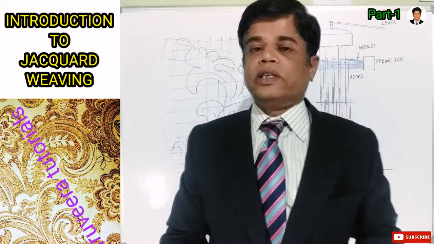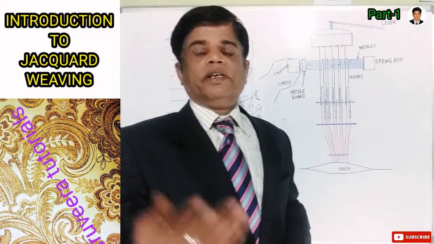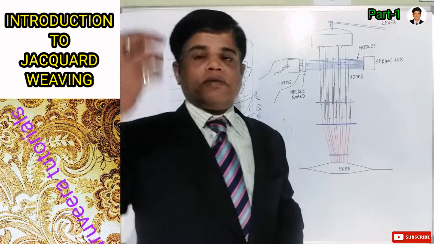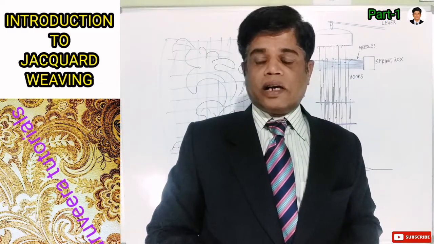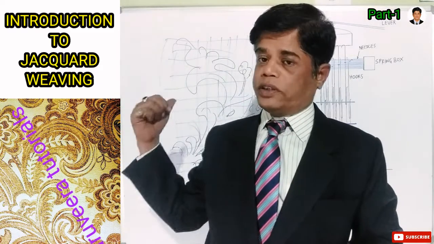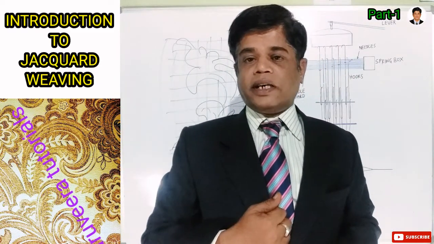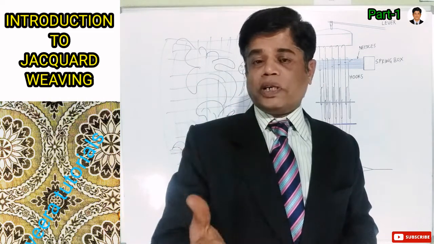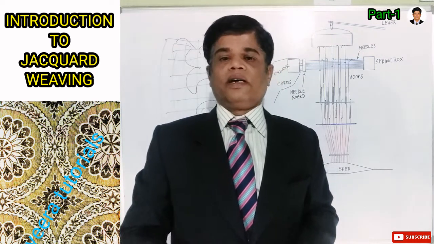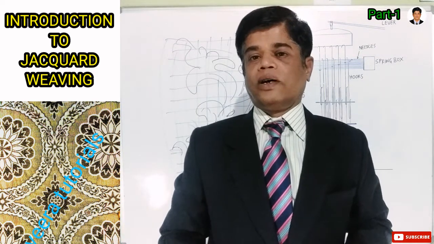How is it possible? Then the loom in the dobby, 16 to 24, 48 heals can be accommodated. But to produce such a jacquard mesh design, even 1,000, 1,500, 2,000, 3,000, I can't say the number. How much?